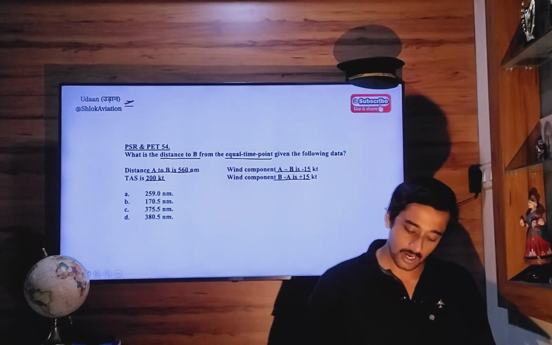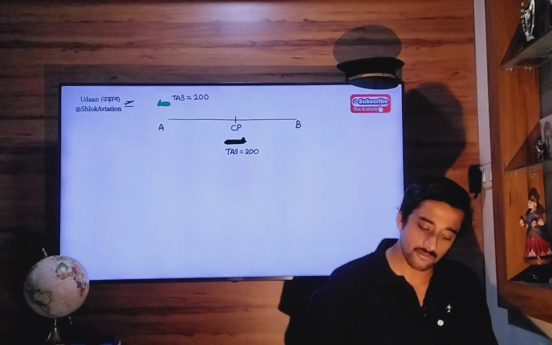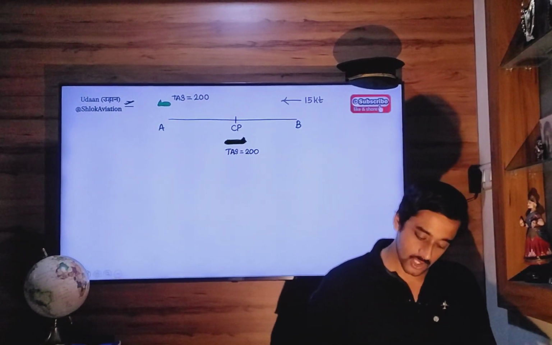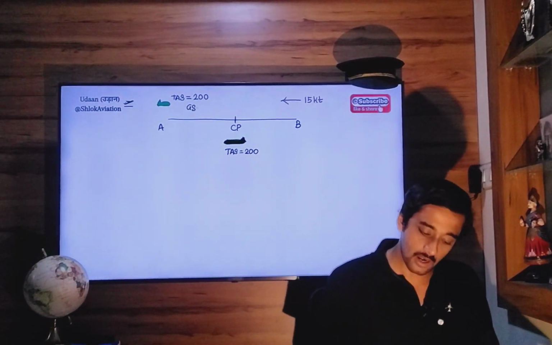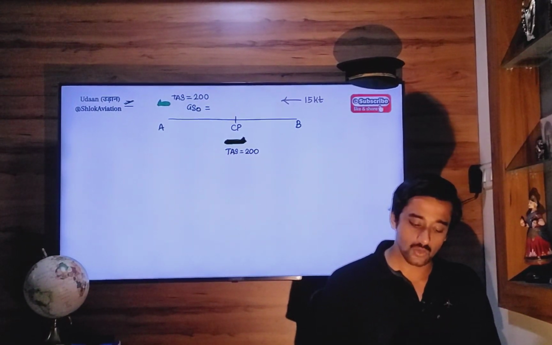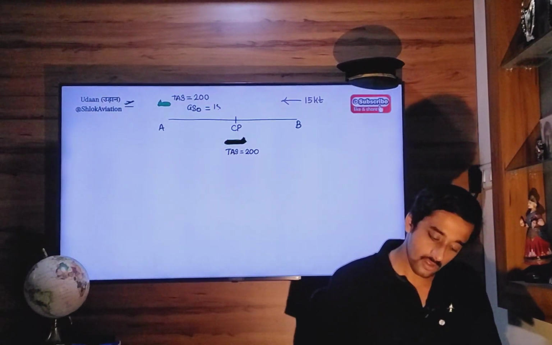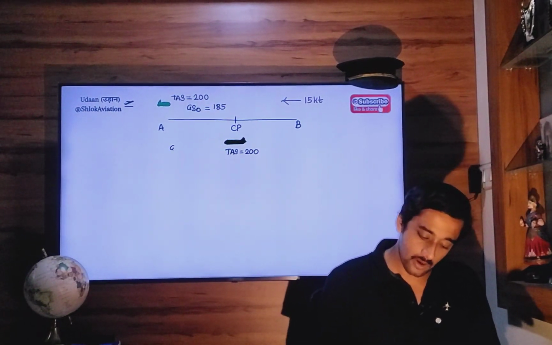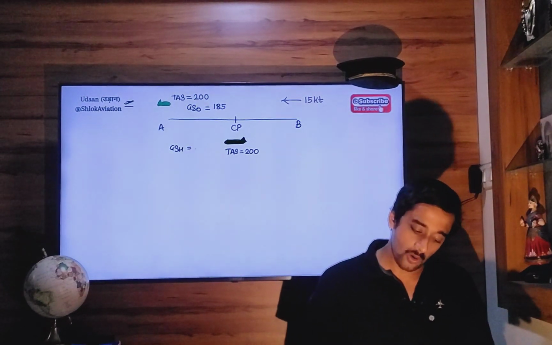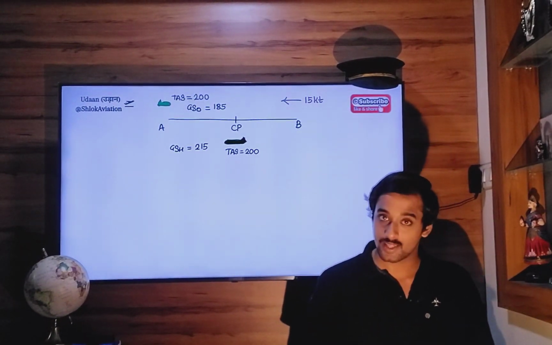Flying outbound, you are getting a headwind of minus 15. What will be the ground speed? Outbound ground speed will be 200 minus 15, that is 185. Flying homebound, you are getting a tailwind of 15 knots. So your homebound ground speed will be 215.